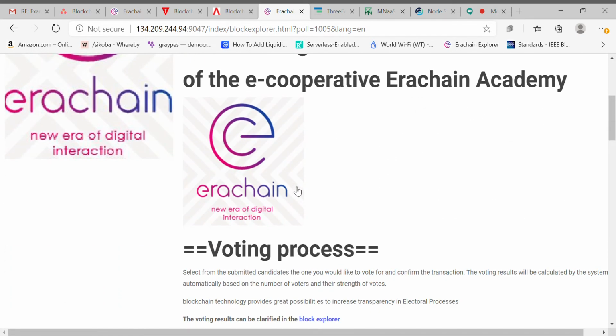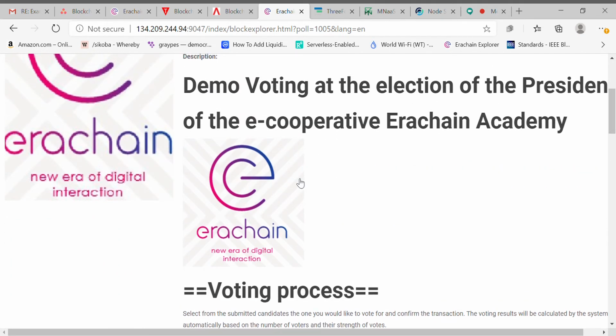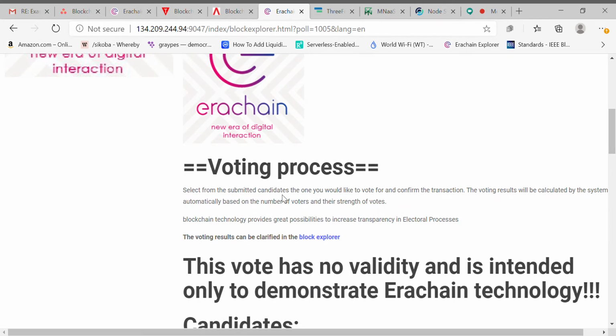As you see, we have the voting process, which is similar to all voting processes, where we select from submitted candidates the one you would like to vote for and confirm the transaction. The voting results will be calculated by the system automatically based on the number of voters and their strength of votes.